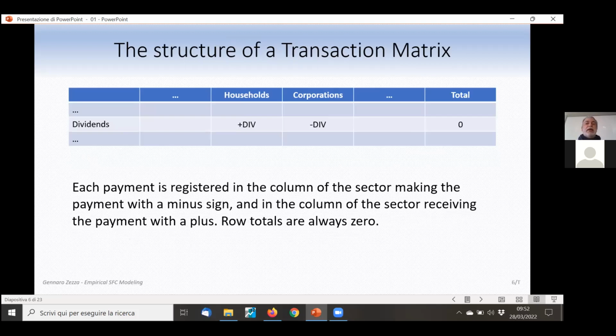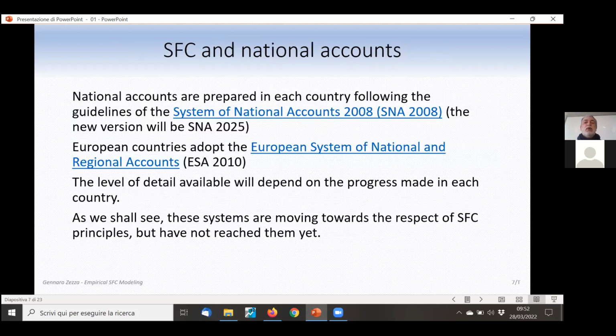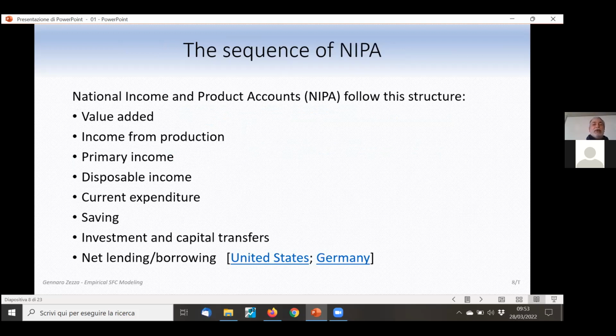So let's see whether it's easy to have a transaction matrix when working with real data. As I said, these are presented in this manual, the System of National Accounts, and European countries also have a slightly more recent set of accounts, which is basically the same. I've given here the links to the manuals in case you're interested to go through them. There are hundreds of pages of technicalities, so I don't recommend reading them all, but if you have some doubt on how something is measured, the answer will be in those manuals.